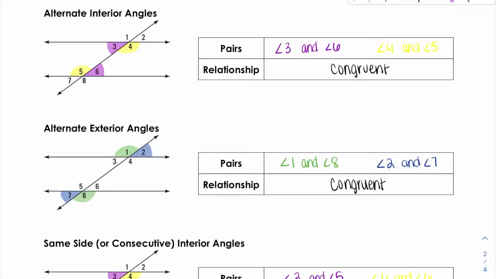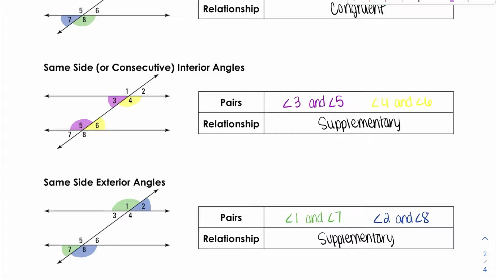Next, alternate exterior angles. Alternate exterior angles are angles that are on the opposite or alternate sides of the transversal and both outside the parallel lines. Your pairs of alternate exterior angles are 1 and 8 and 2 and 7. The relationship that exists for alternate exterior angles is that the two angles in each pair will be congruent or equal.